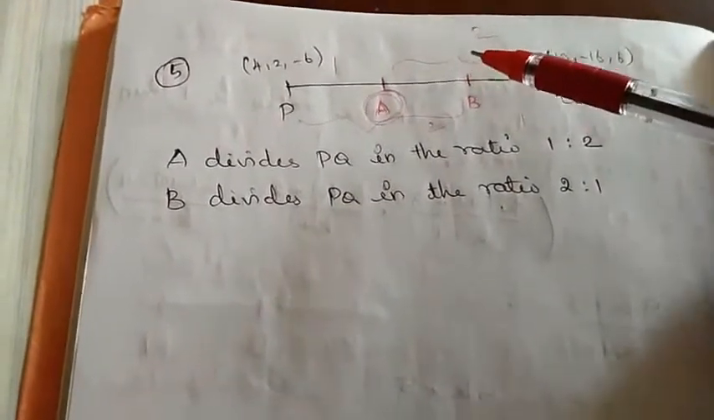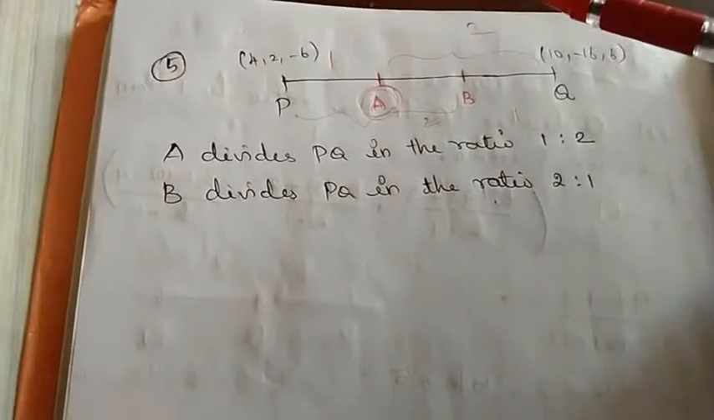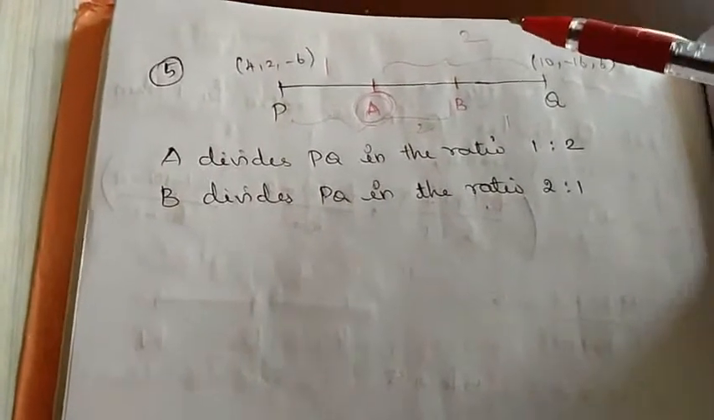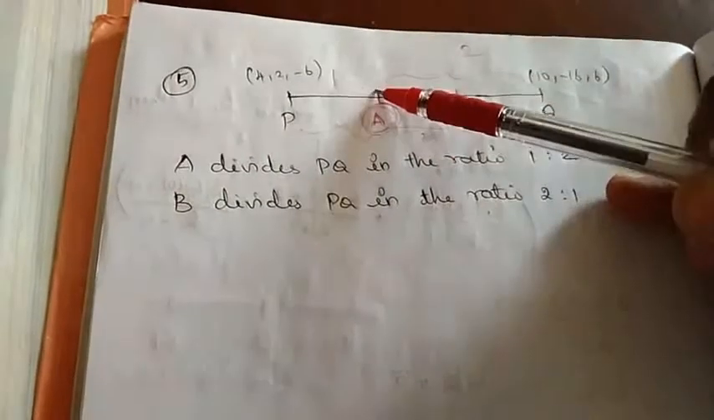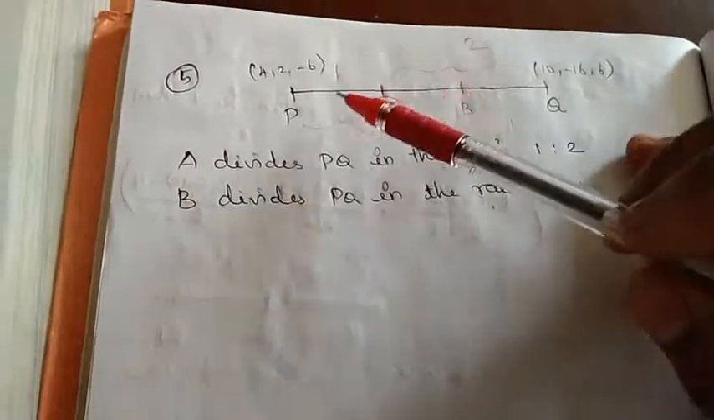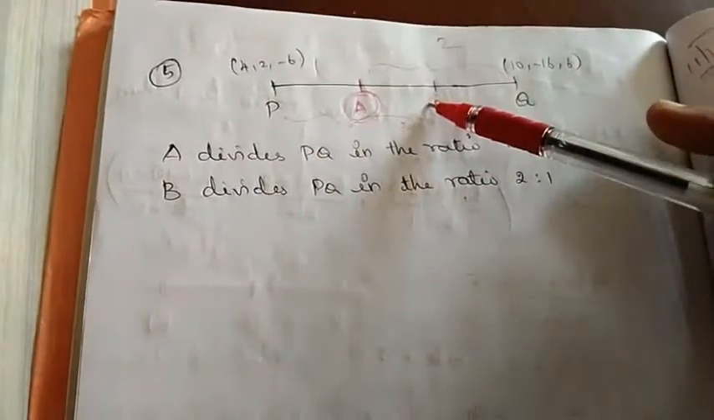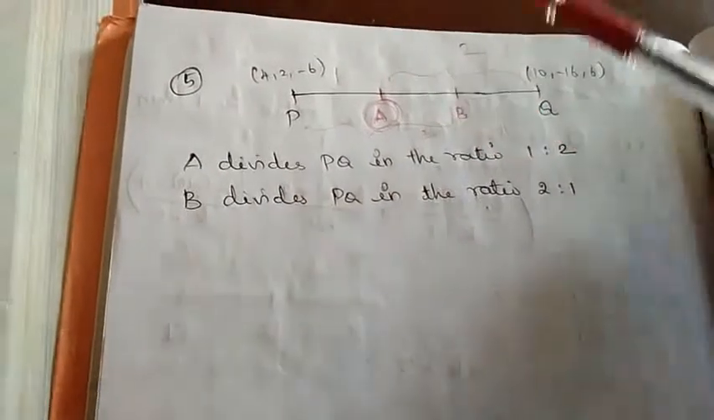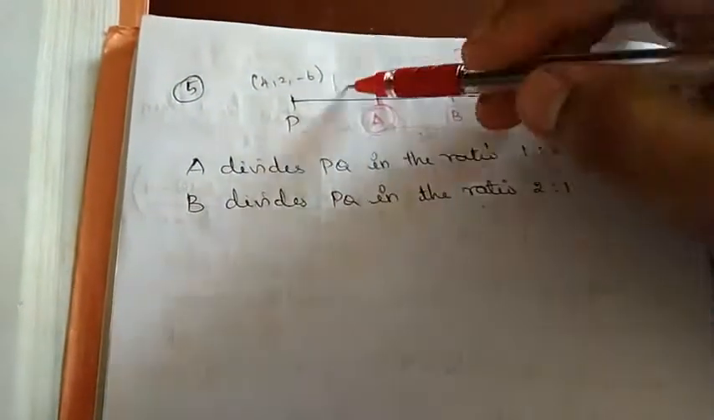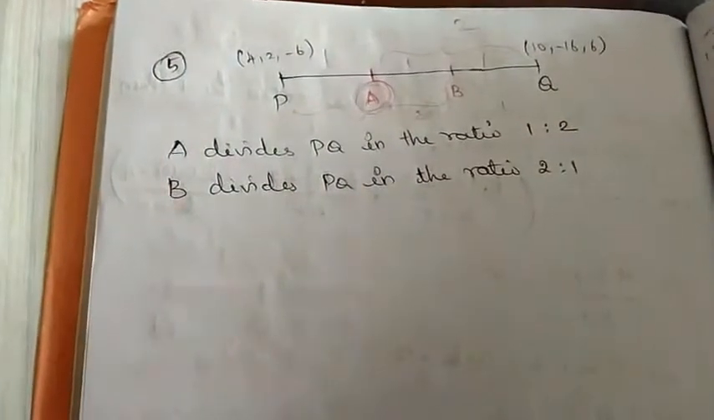Trisection means what? Dividing into three equal parts. Bisection means dividing into two equal parts; trisection means three equal parts. To divide the line segment into three equal parts, we need 2 points. So they asked you to find the coordinates of these 2 points. Since they are dividing it equally, it is going to be a 1:1:1 ratio. All the three parts are going to be equal.